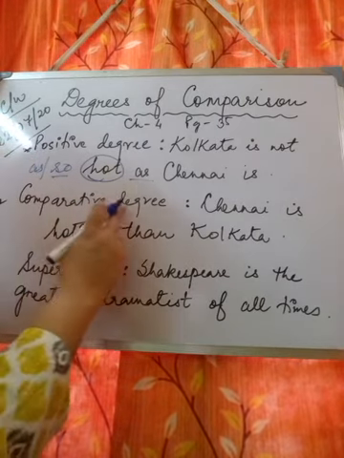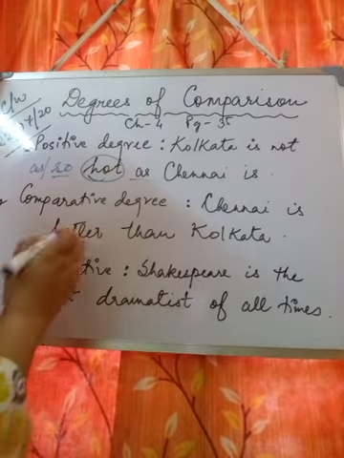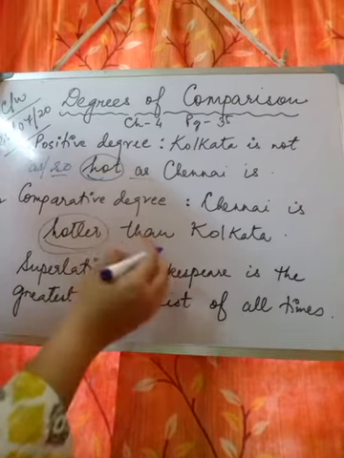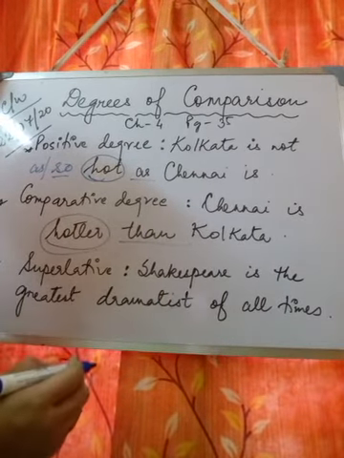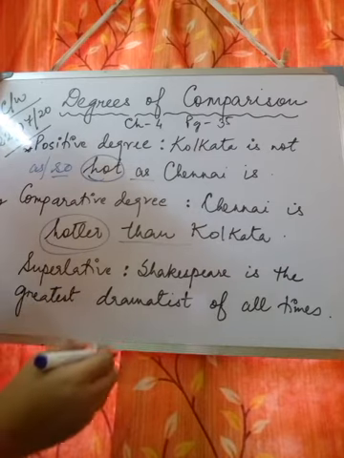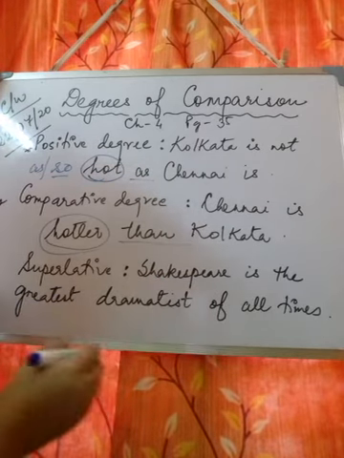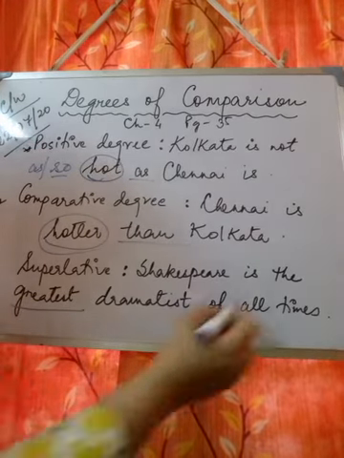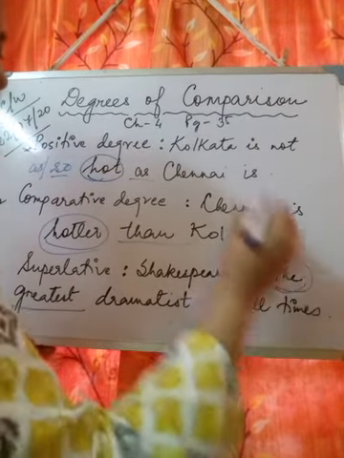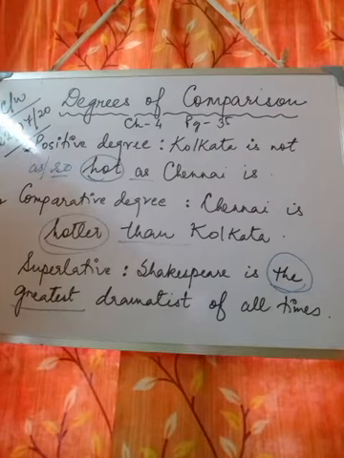Next is comparative degree. Chennai is hotter than Kolkata. Hotter here is the comparative degree, than used right after it, like I had explained to you. And in superlative degree, Shakespeare is the greatest dramatist of all times. So greatest here is the superlative, and the definite article the is used before the superlative degree.